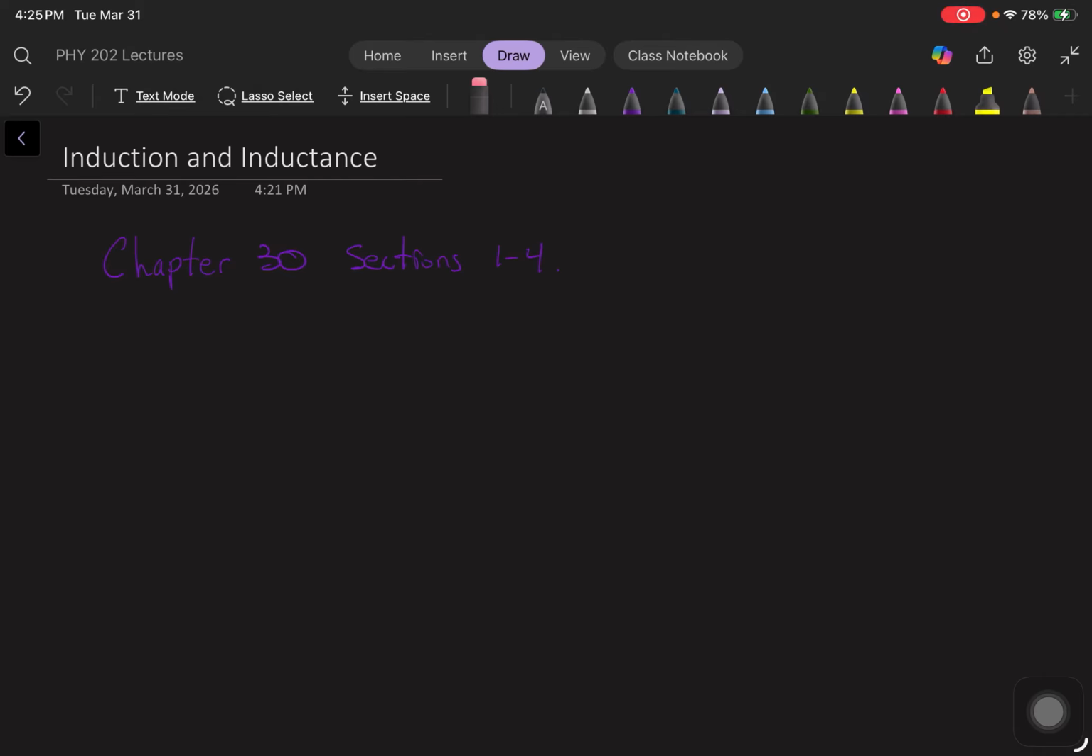Okay, so let's get started in chapter 30, talking about induction and inductance. The general idea here is that we saw if you have current in a wire, that generates a magnetic field. So we can say moving charge generates a B field.